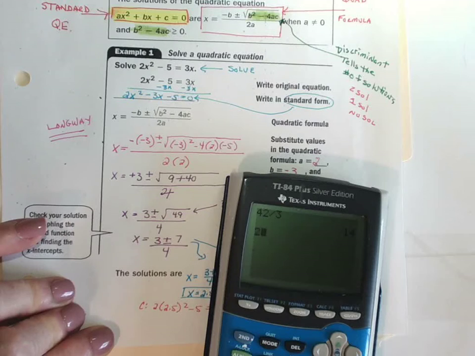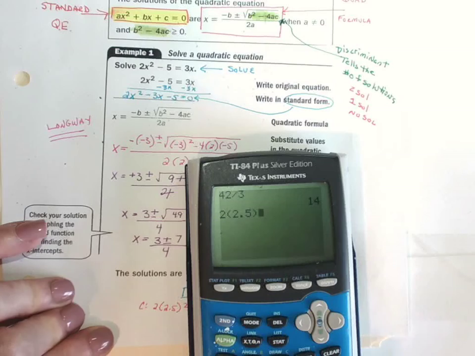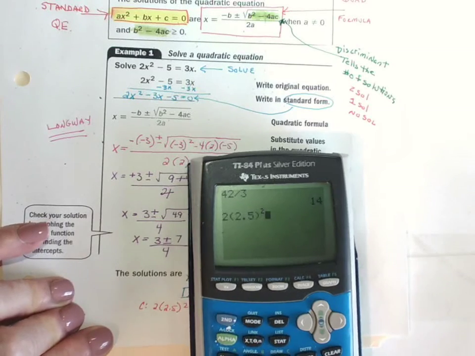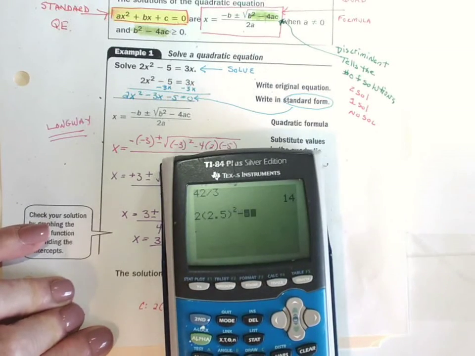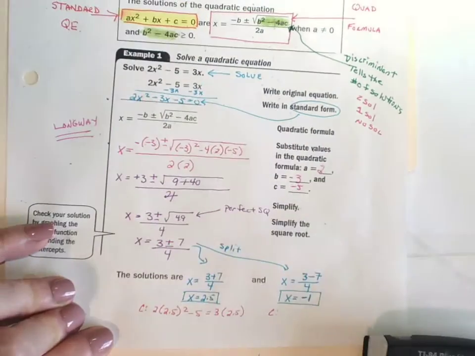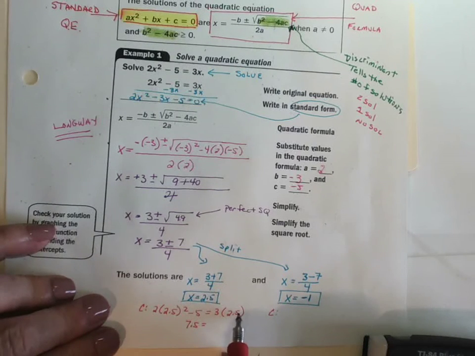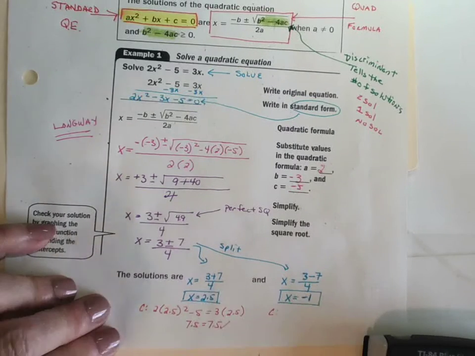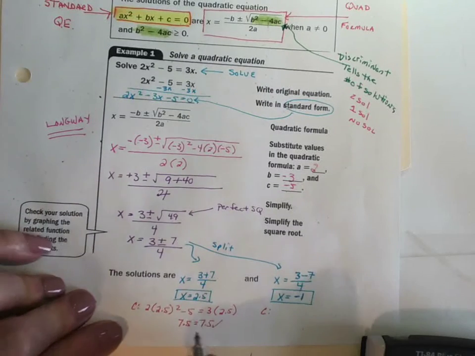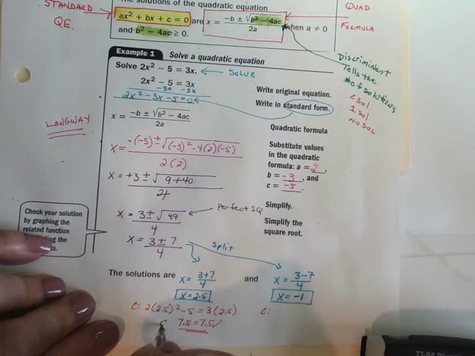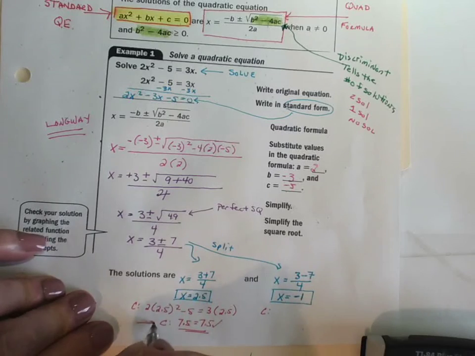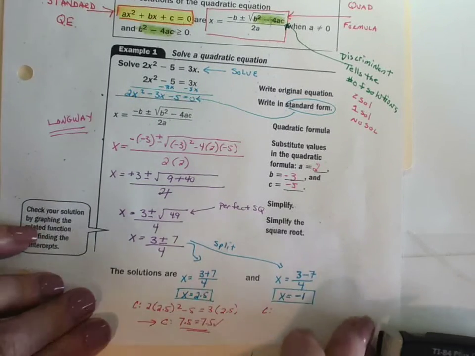Okay. 2, don't forget the parentheses, 2.5 squared, okay, minus 5. And that gives us 7.5. And 3 times 2.5 is 7.5, so it checks. So this is what I like to see for your checks. You just have to show that last statement.